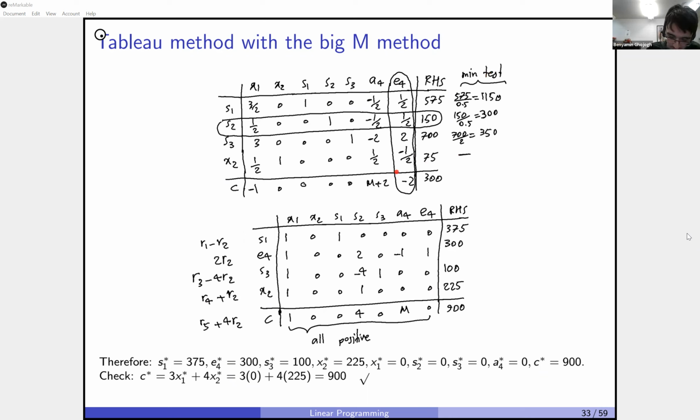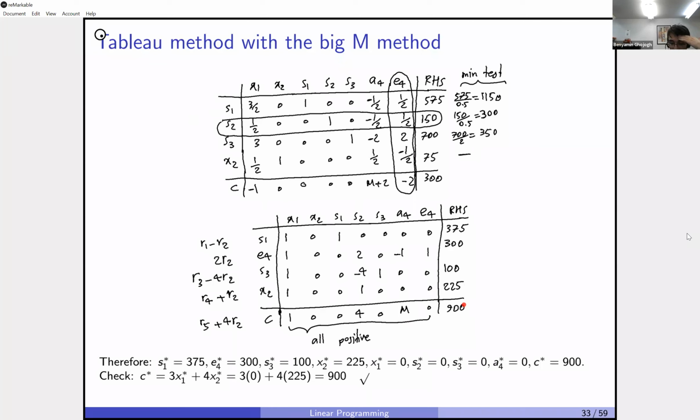Here, why do I ignore? Because this is a negative value, 75 divided by negative half. I ignore that. Among these, I take the minimum. This gives me the pivot row, and I do the same row-wise elementary calculations, and then I will come up with this table, where in the 0 row all of them are non-negative.